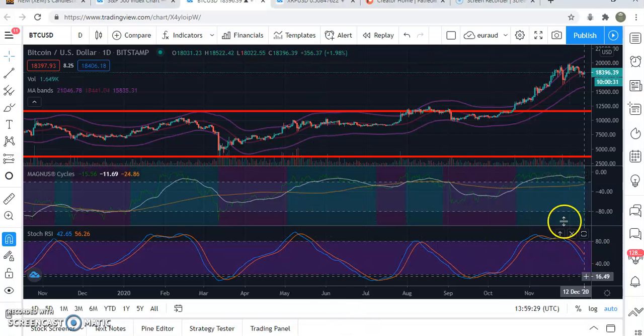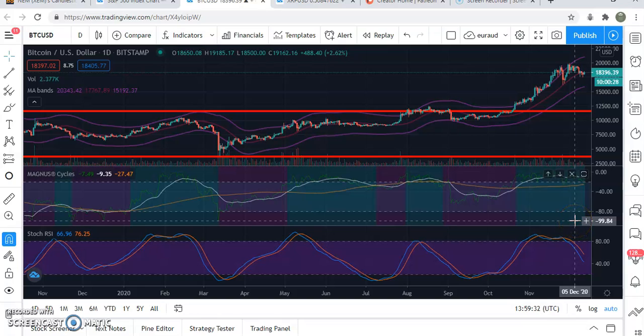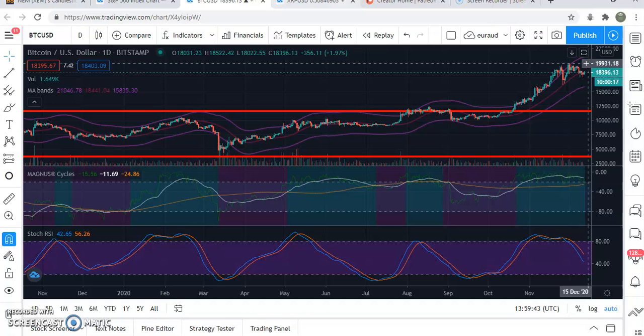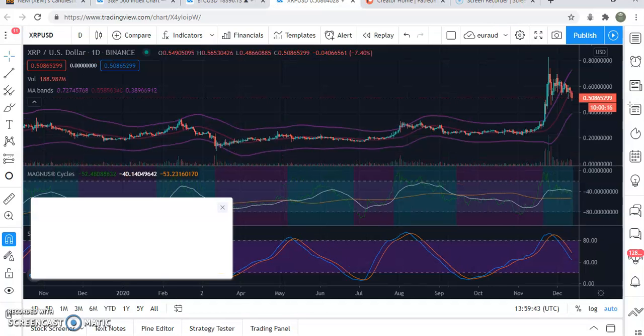So this indicator is set up for the very short term, but again we are projecting January as a very strong month, from where we should see again a very strong push, a very strong kick. Now let's move on, let's analyze Ripple.